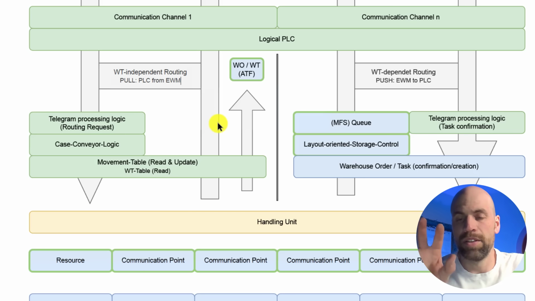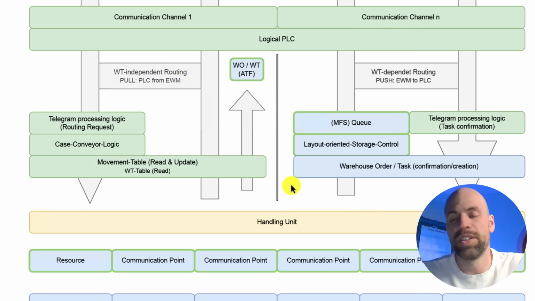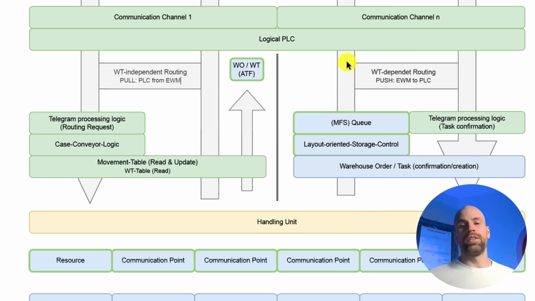And then if you look at the right side now, where we see what I called layout-oriented routing before, I now changed that and labeled that here as warehouse task dependent routing. So we are pushing from EWM to the PLC. So the first arrow here on the left side, which initiates the communication, is pointing from EWM to the subsystem.